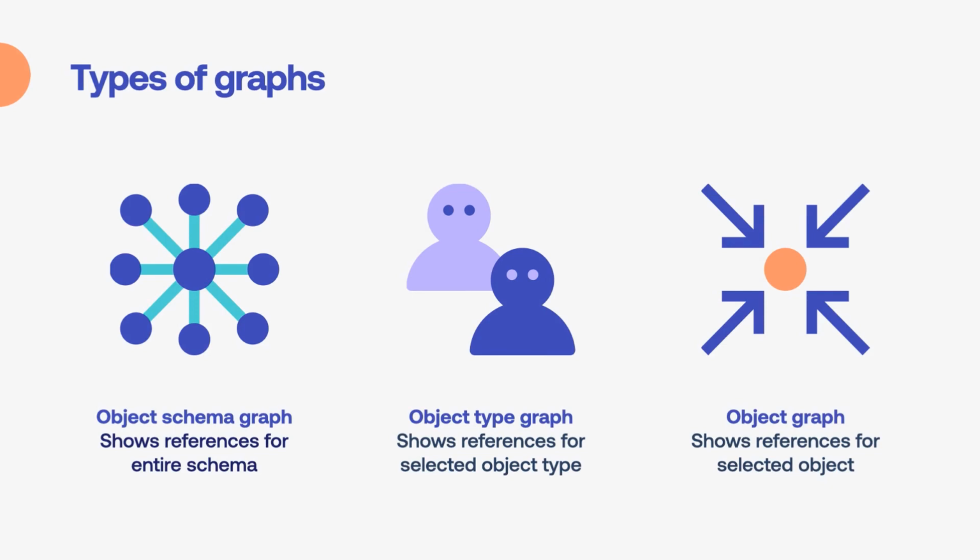For the object graph, we can toggle between a tree graph and a force graph. All users that have access to the schema can view all three types of graphs. Now let's view the graphs one by one to see the differences.